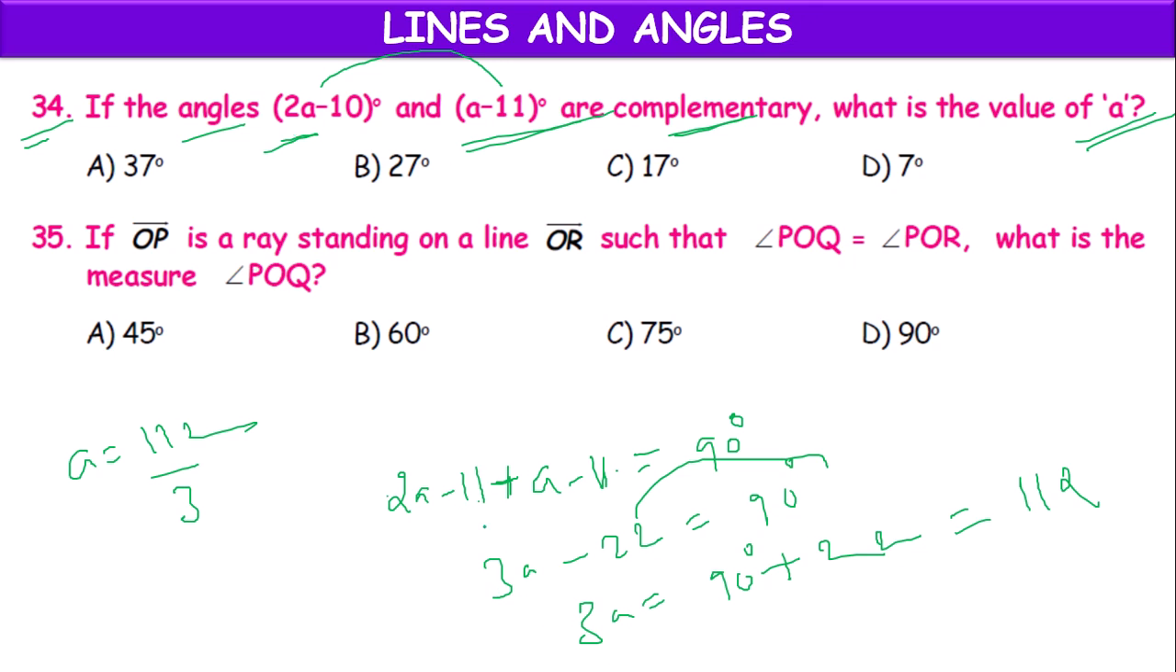Sorry, children. This is 2a minus 10. 2a minus 10, 21. Plus 21. 111. So 3 times 9, 2 is remaining, 21, 3 7 times 21. So a value is 37 degrees. So option A is right.